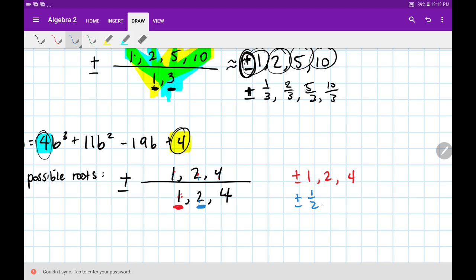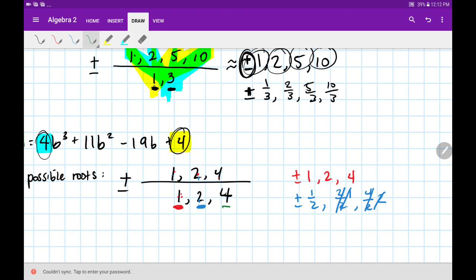So again, you don't need to write any repeats. Actually, here's what I'll do. I'll write the repeats, but then I'll cross them out. So we also had 2 over 2 and 4 over 2. Now this became 1, which I already have, so I'll cross that out. And this became 2, which I already have, so I'll cross that one out.